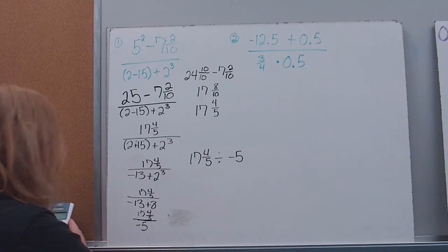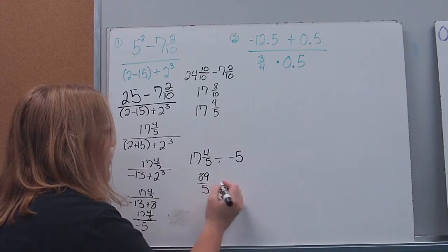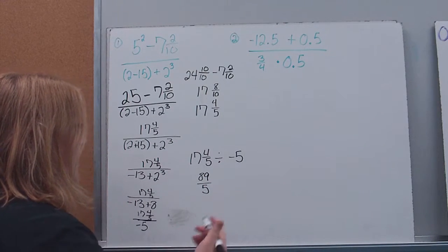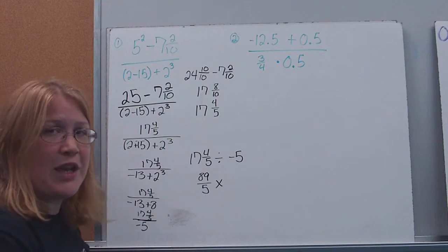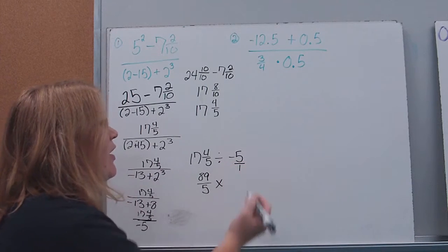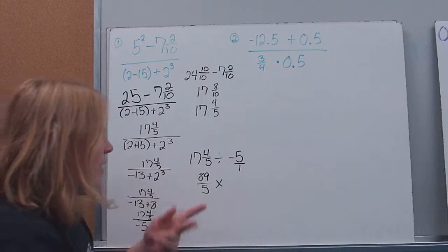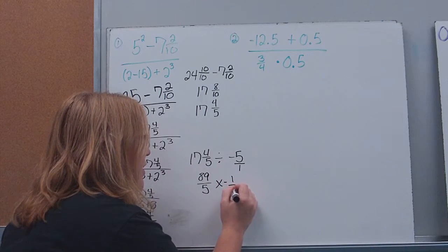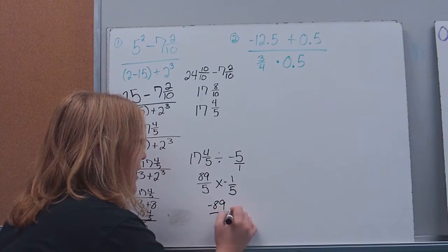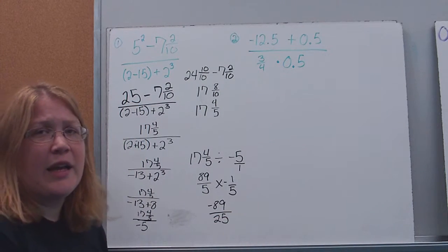5 times 17 is 85 plus 4 is 89. So I get 89/5. Then you'll recall we have to rewrite to divide fractions or mixed numbers. We have to change it to multiplication by multiplying the inverse of our second number. Now remember we can write negative 5 as negative 5 over 1. So now I can flip it and I wind up with negative 1/5. When I do that multiplication, I wind up with negative 89 over 25. And we can just leave it in its improper form, that's fine.